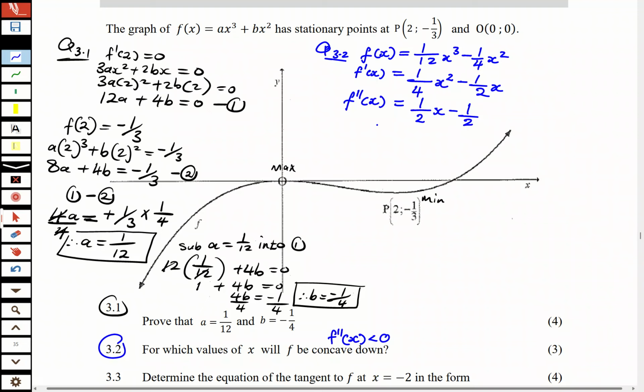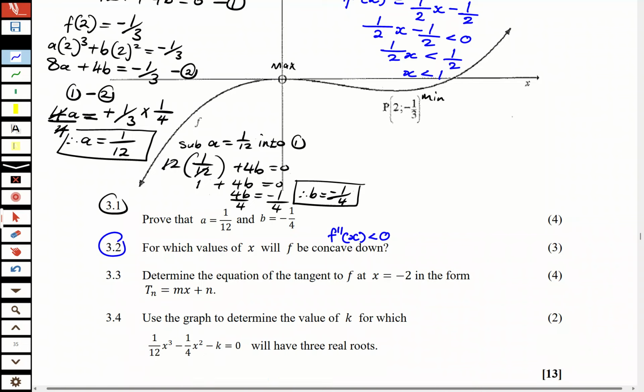So you have this. Now, remember, this is your second derivative. You have to let your second derivative be less than 0. So you say 1 all over 2 into x minus 1 all over 2 has to be less than 0. So 1 all over 2x has to be less than 1 all over 2. When you divide both sides by x, it means x has to be less than 1. So this is your answer there.